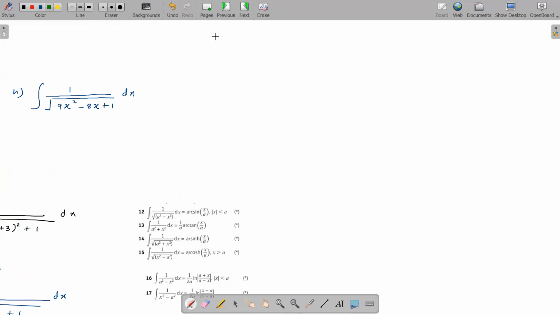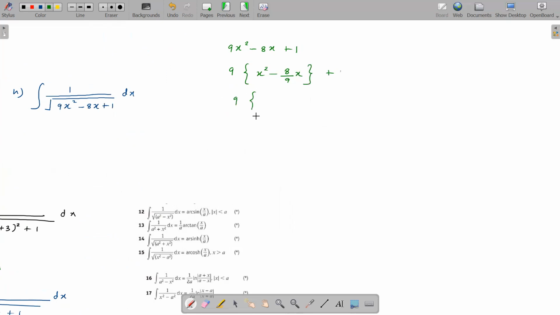So first we need to work on 9x square minus 8x plus 1. We have to complete the square, right? So can I complete the square with the 9 here? No, we'll take the 9 out. So big bracket, x square minus 8 over 9x, right? So we take 9 out from both of them.